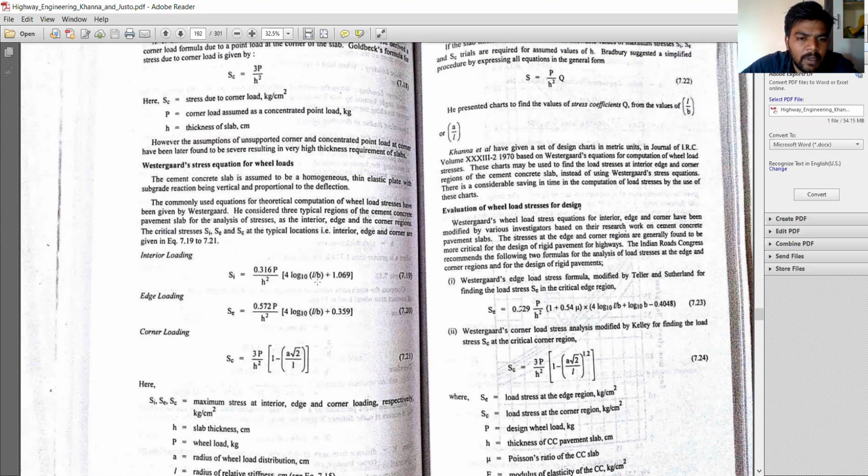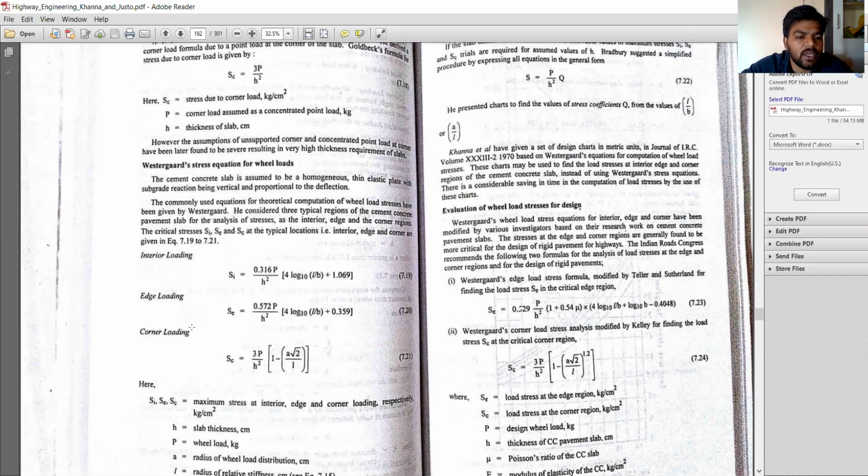By knowing L and B, by knowing slab thickness, by knowing total wheel load, the stress at interior load can be calculated. Similarly, for edge loading, SE is equal to 0.572 P divided by H square, 4 log L upon B, 0.359. Only the constant values are changing in these two equations, because it is an empirical formula, so there will be a change of constant values.